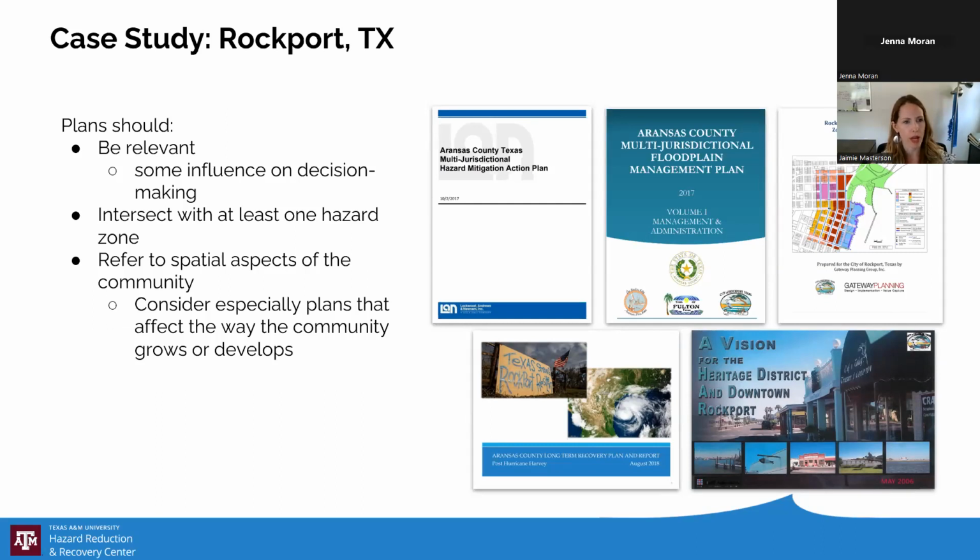And so we want it to be relevant. We want it to intersect with a hazard zone. So if your downtown is in a hazard zone, you can pull your downtown plan into that assessment. And also, it needs to be spatial. Some of our emergency plans are not necessarily spatial, so this language is a little bit different for the emergency managers. You don't have to pull in your response plans, okay? We're just looking at the ones that are going to be impacting the physical built environment and community.